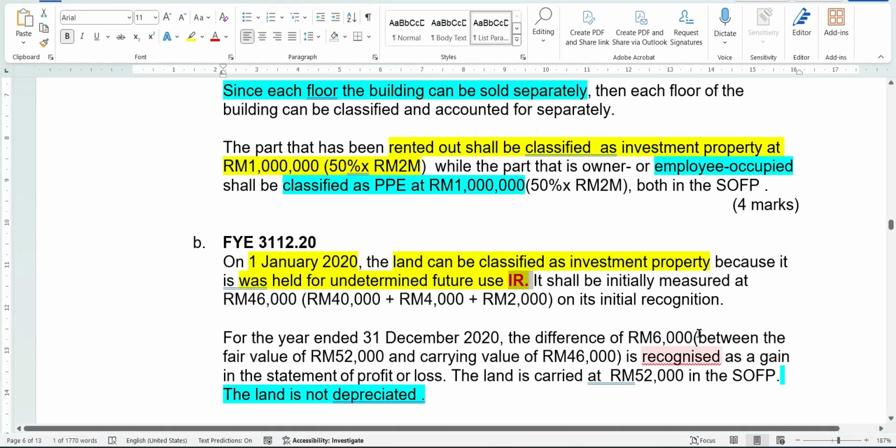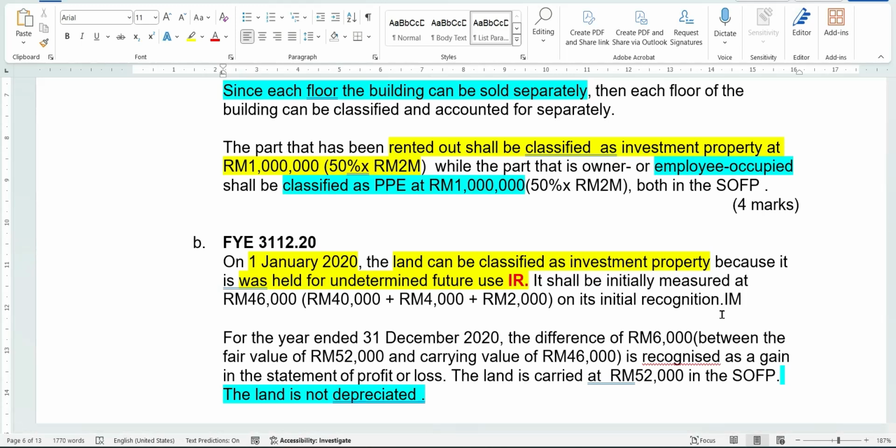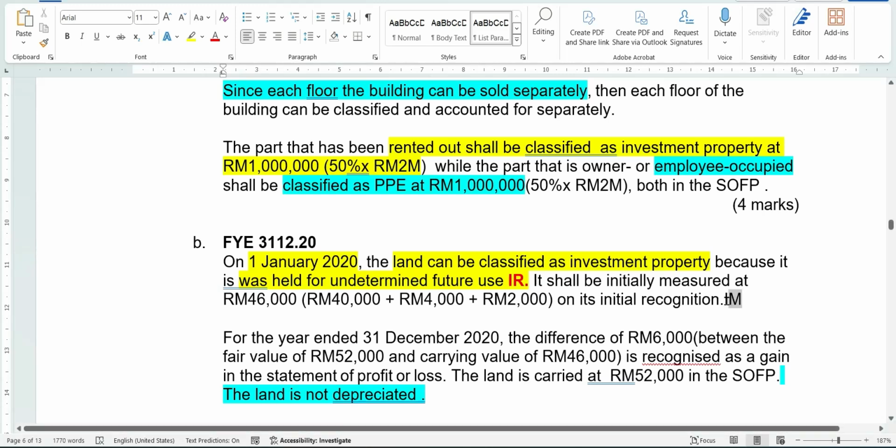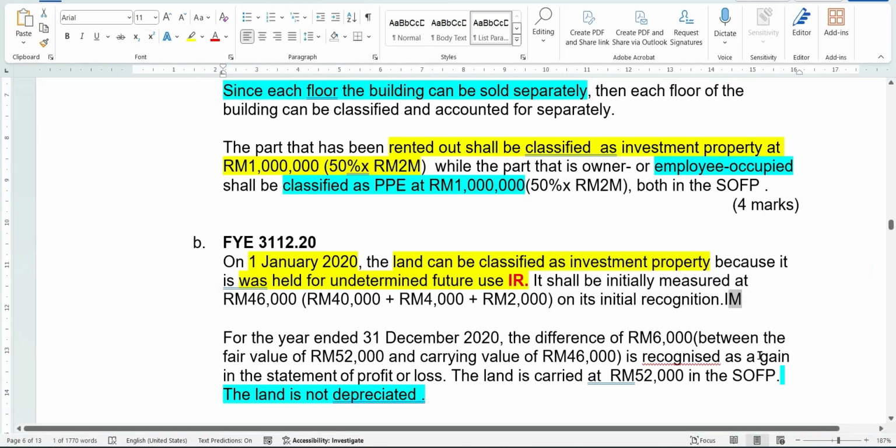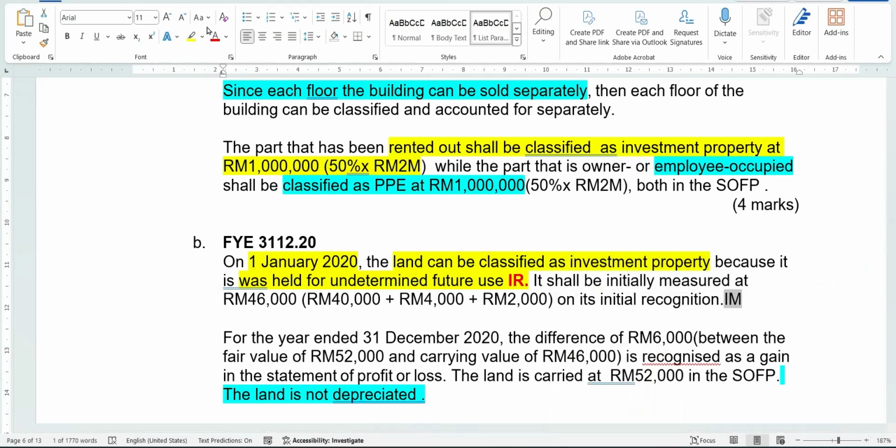The second sentence here is on initial measurement. You should show the workings, which is 46,000. This is where it shall be initially measured at cost, and that cost was 46,000. So this one is IM, initial measurement. All right. Next, we will move on to the first subsequent measurement.